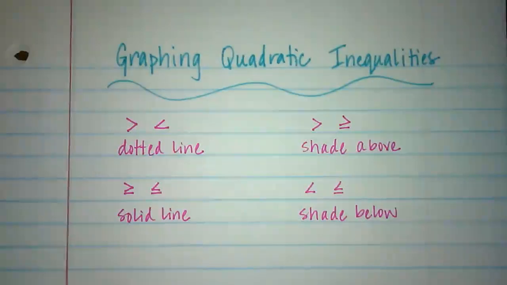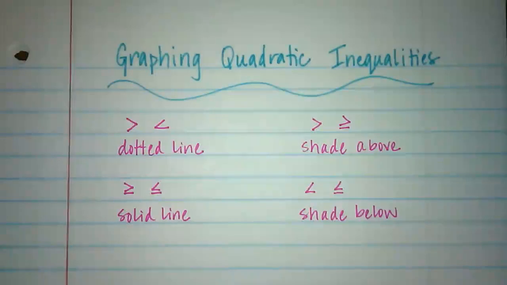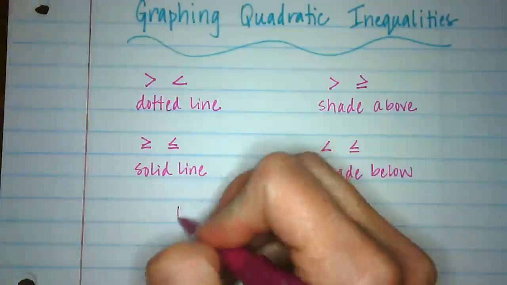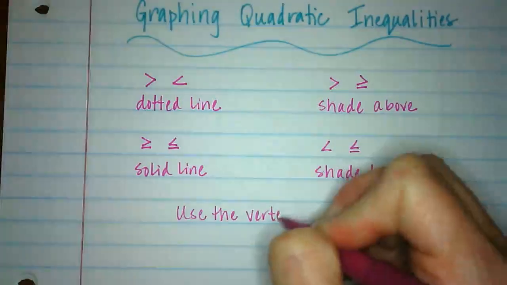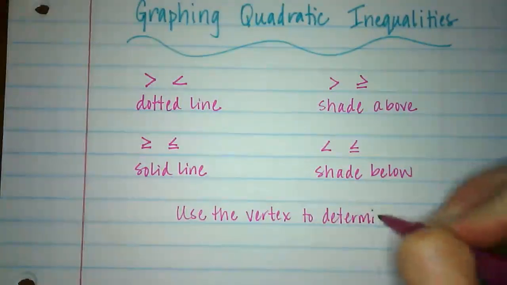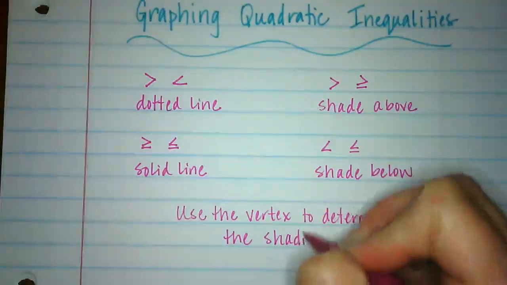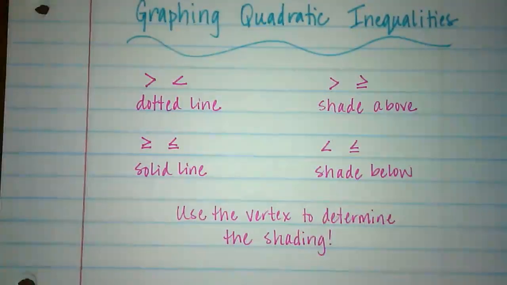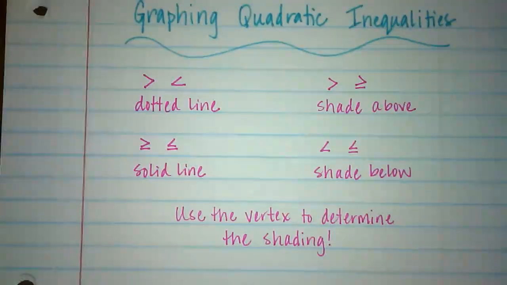What we're going to do this time is decide our shading based on the vertex. All right, so we are going to use the vertex to determine the shading. Once we get our parabola graphed, we will look at the vertex, and based on where the vertex is located, we'll decide what is above and what is below.